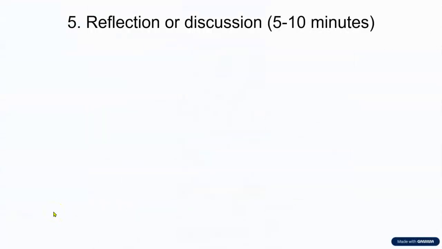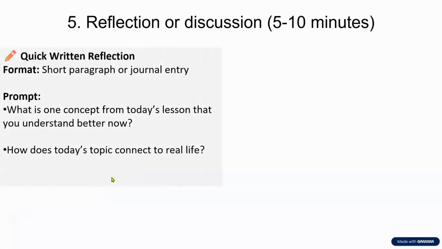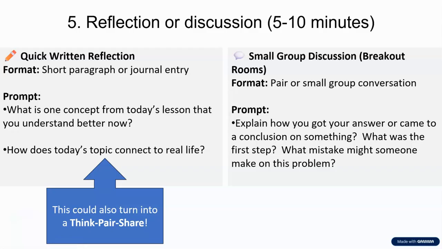The final step in the cycle is reflection or discussion. This is where students take a moment to process what they've learned and connect it to their own experience. For example, they might write a short paragraph or journal entry about a concept from today's lesson that they understand better now. Or maybe write about how today's topic connects to real life for them. This could easily be turned into a think, pair, share activity.